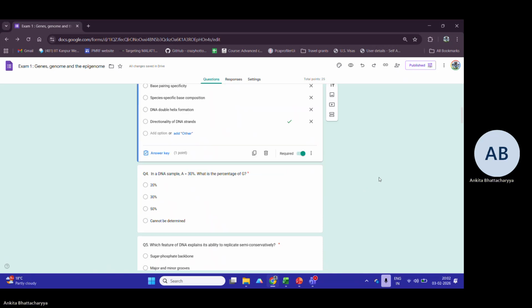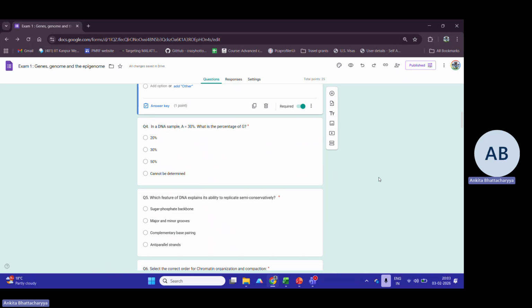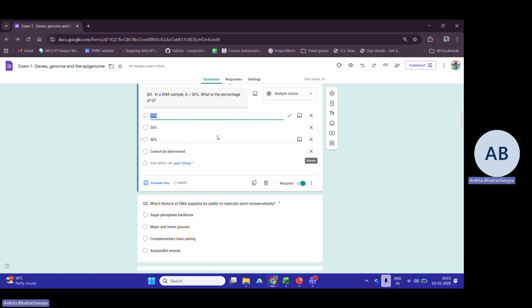Next, in a DNA sample, A equals 30%, then what is the percentage of G? So A or adenine, if it composes 30%, then guanine would be composing how much percent? Again, a very simple math question relying on Chargaff's rules. So if A is 30%, then G is also 30%. So that is taking up 60% of your DNA composition. What is left behind is 40%. So that gets split into two for G and C. Then G becomes 20%, then C becomes 20%. So the correct answer in this case would be 20%, which is the percentage of G.